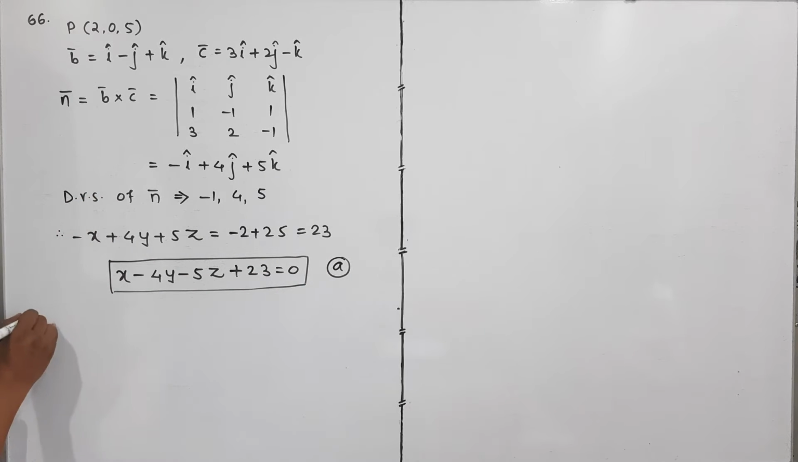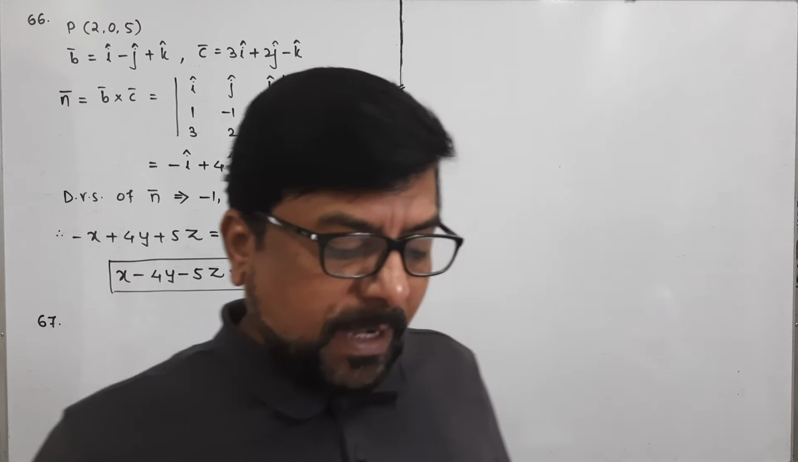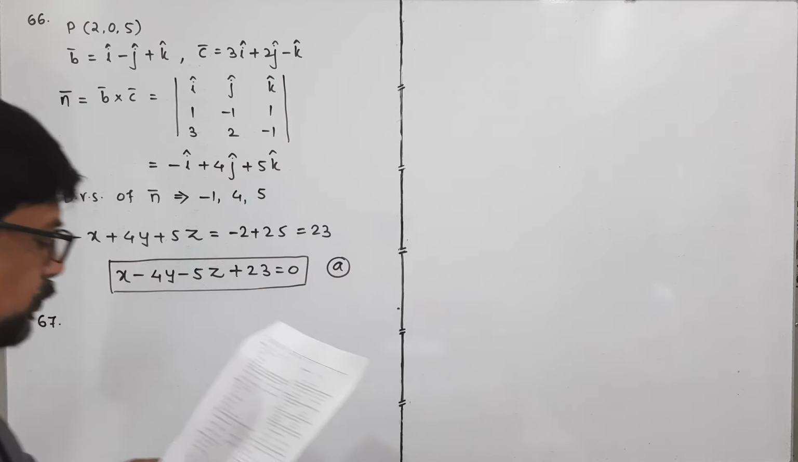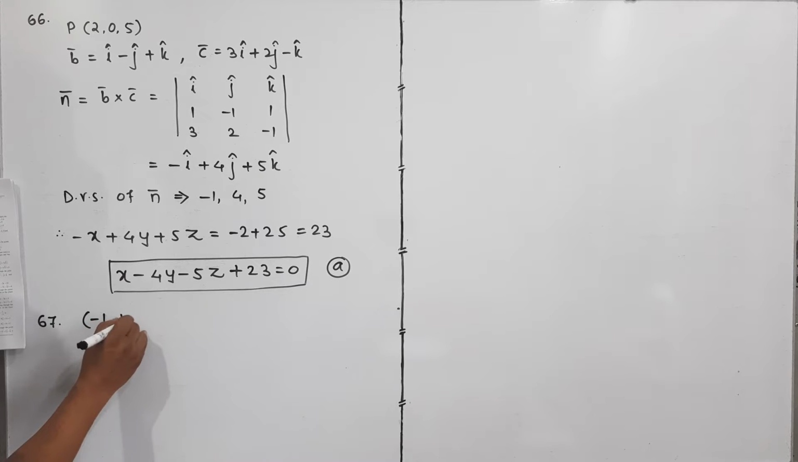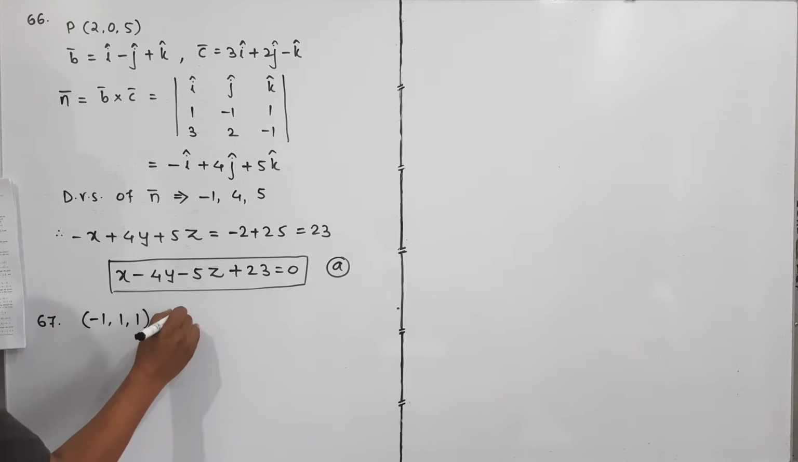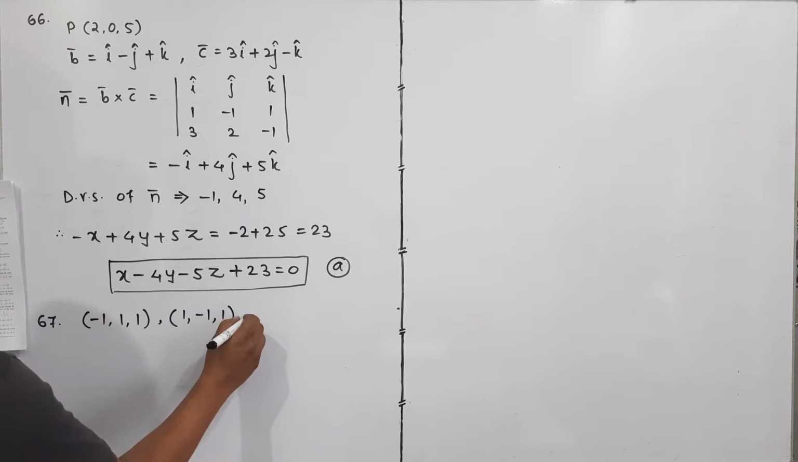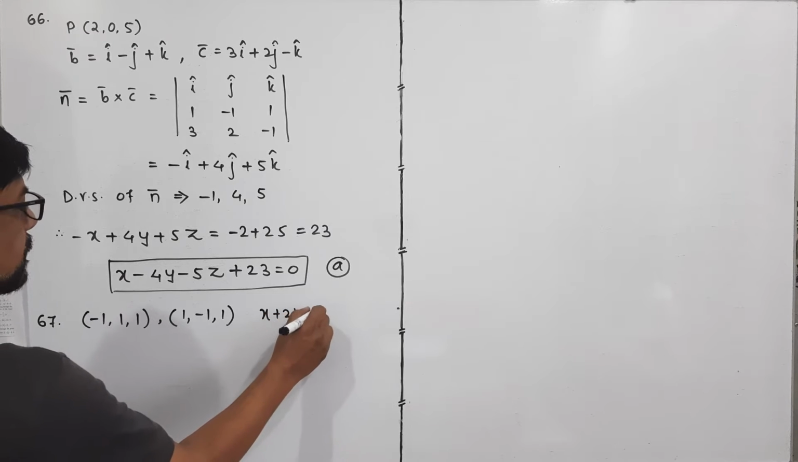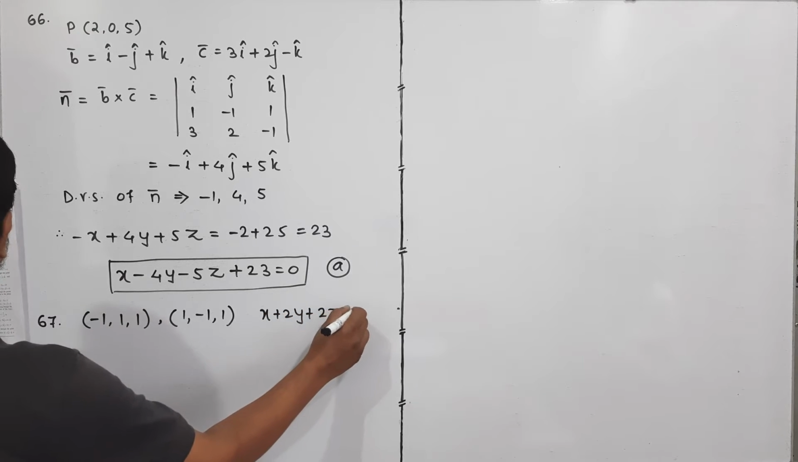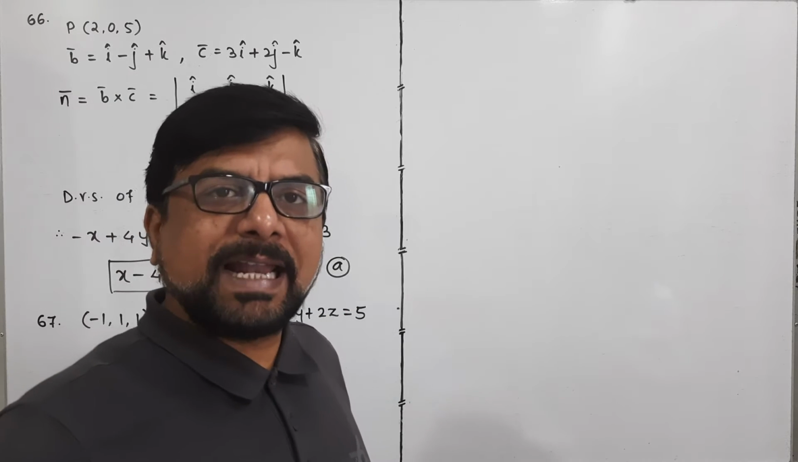Now next, question number 67. Such type of questions we have solved already. Equation of plane passing through the points, 2 points, passing through the points minus 1, 1, 1, 1, minus 1, 1 and perpendicular to the plane x plus 2y plus 2z is equal to 5. Again we are going to prefer here the trial and error method.